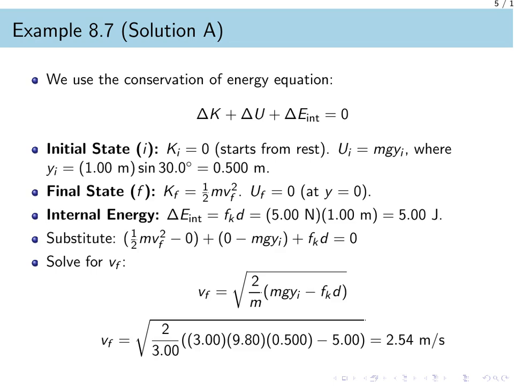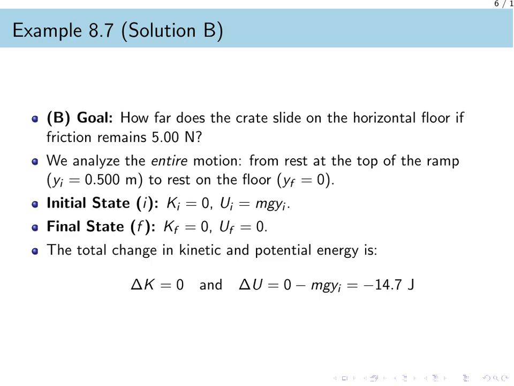We substitute these terms into our equation and solve for the final velocity, v final. This gives us the square root of the quantity 2 divided by m times the quantity mgy initial minus F_k d. Plugging in our numbers gives a final speed of 2.54 meters per second. Now let us look at part B of the same example. The goal here is to find how far the crate will slide on the horizontal floor, assuming the friction force remains 5.00 newtons. We can solve this very efficiently by analyzing the entire motion in one step.